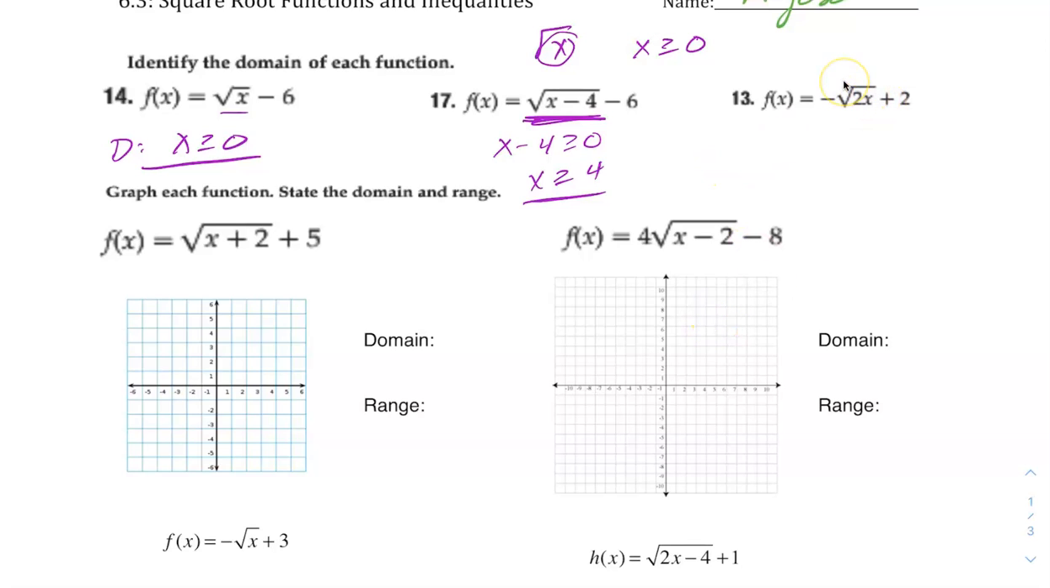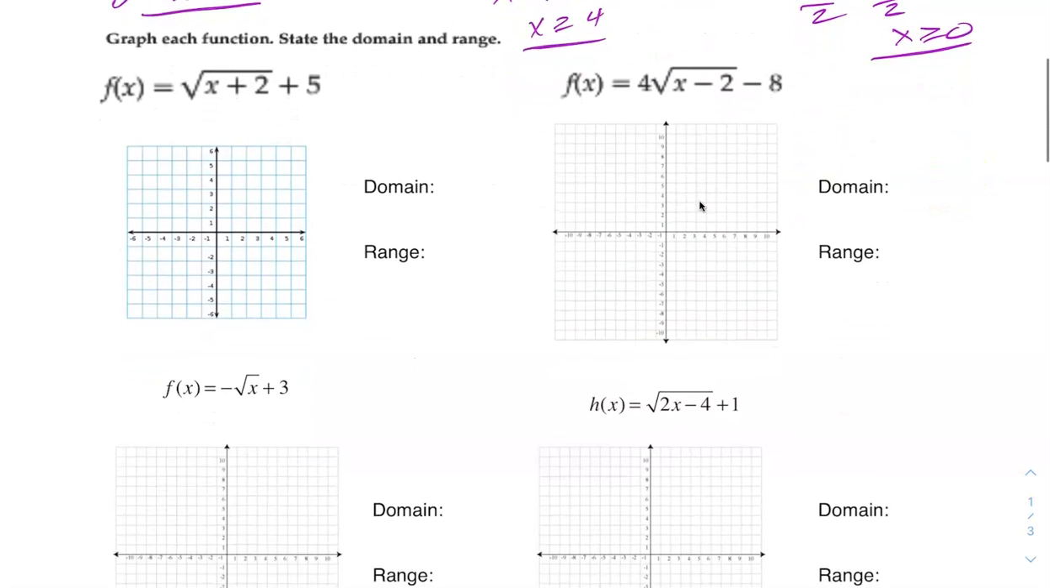Next one, same idea. It's the only thing underneath the radical. So 2x is greater than or equal to 0. I'm going to divide by 2, so x is greater than or equal to 0. That's my domain. So domain means, that's an ugly arrow. There we go. Remember, what could I plug into this function? What could I substitute into this function? Anything above or equal to 0, anything above or equal to 4, anything above or equal to 0.